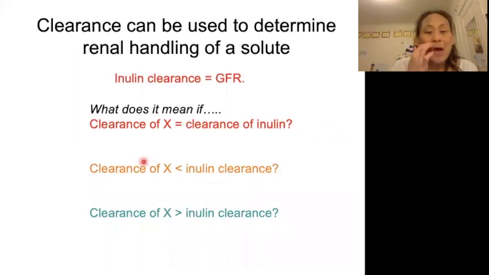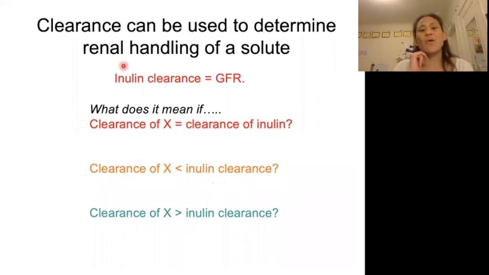Okay, so the last topic I want to touch on, having to do with clearance, is that if we take the clearance of a particular solute and we compare that to the GFR, which can be determined by measuring inulin clearance or creatinine clearance, then that can give us an indication of what the kidneys did with that solute.